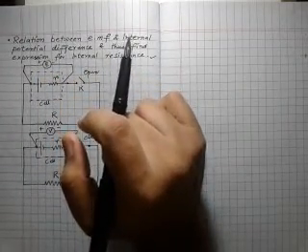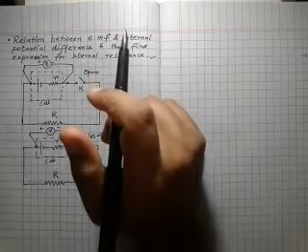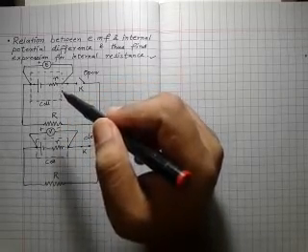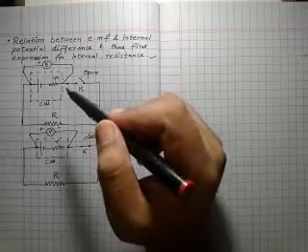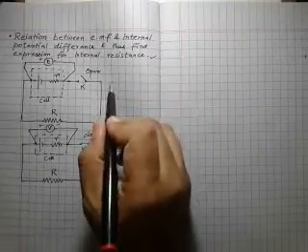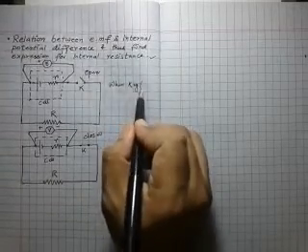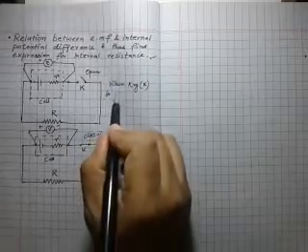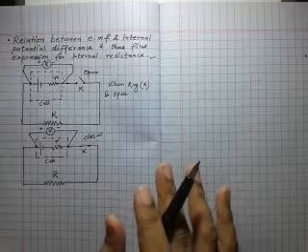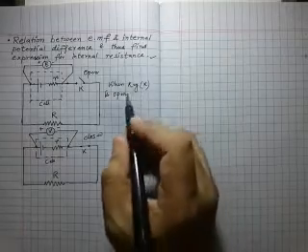The first case is when the key is open. So when the key is open, no current is drawn from the cell. So the voltmeter connected across the cell gives the value of EMF. So you can write, when K is open, no current is drawn from the cell.